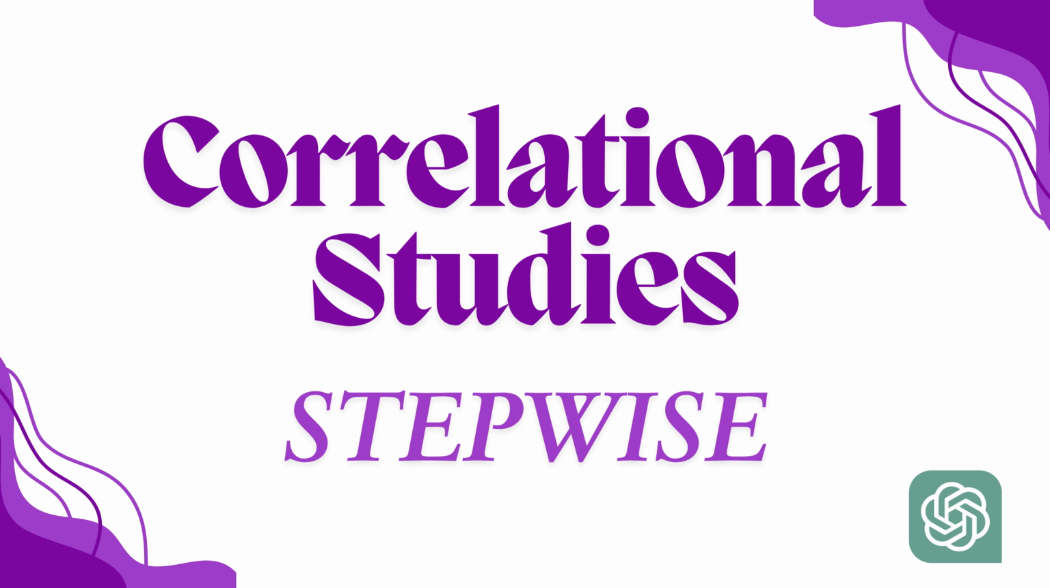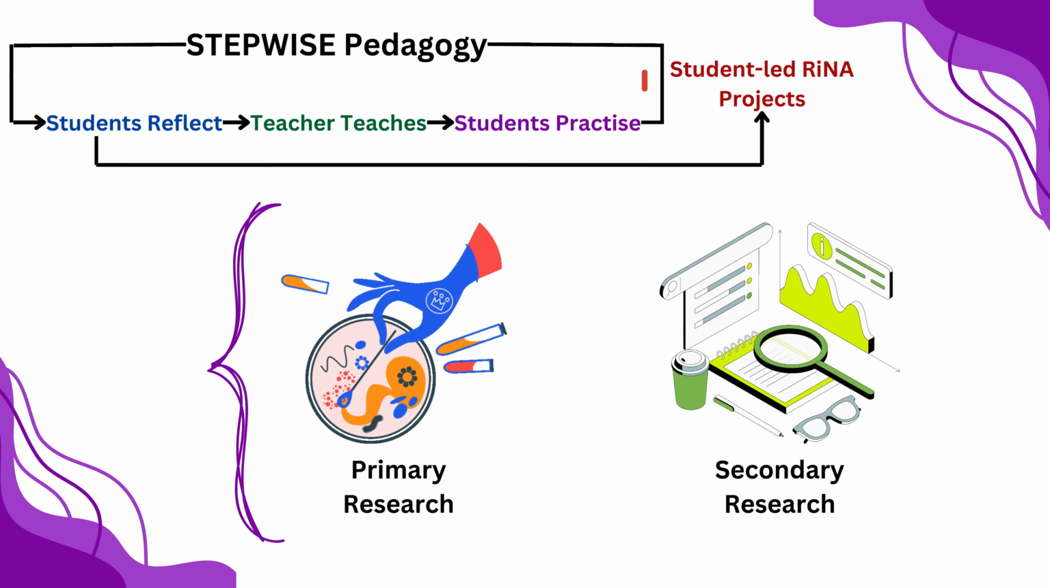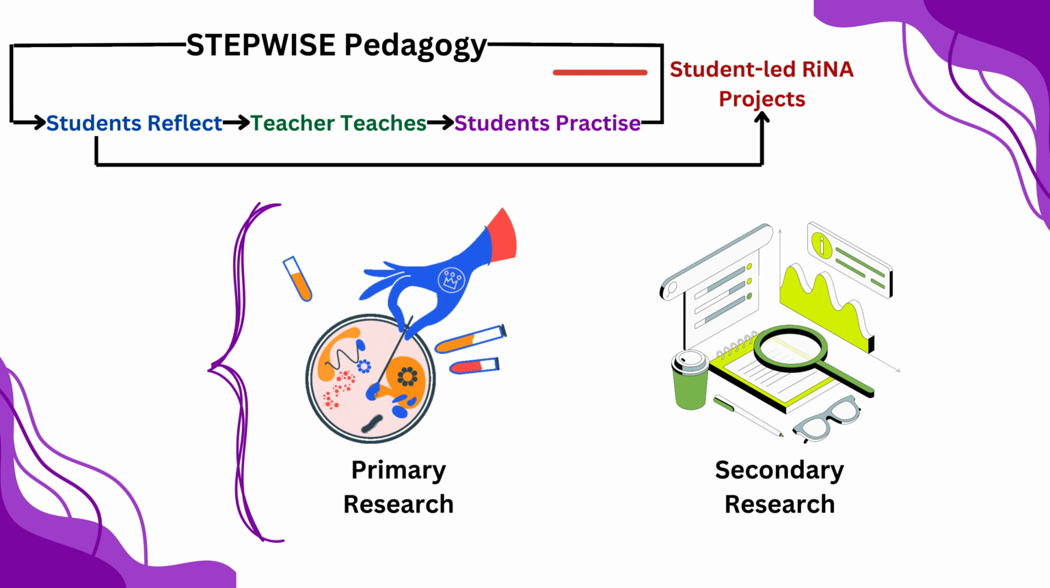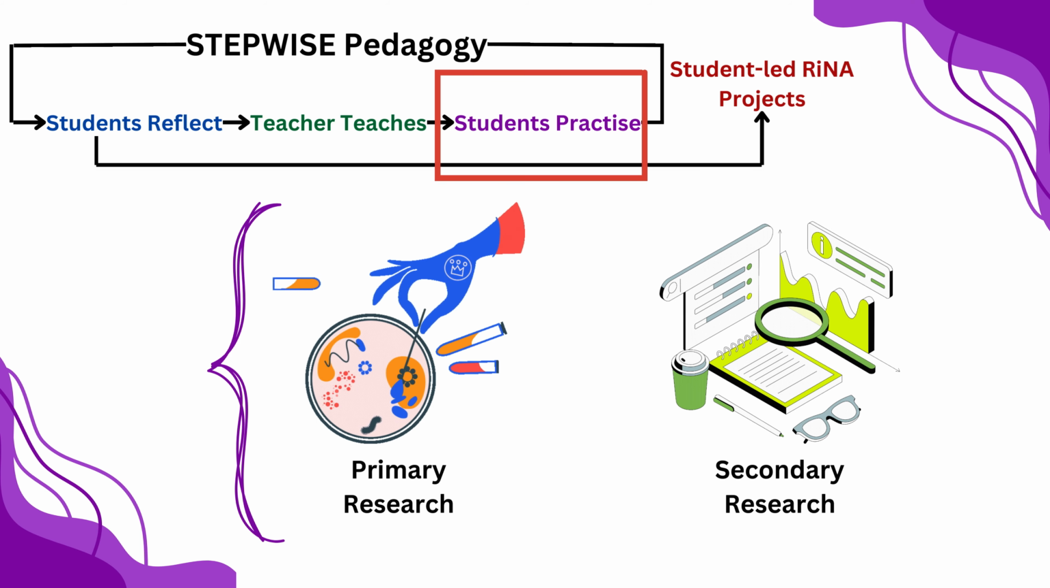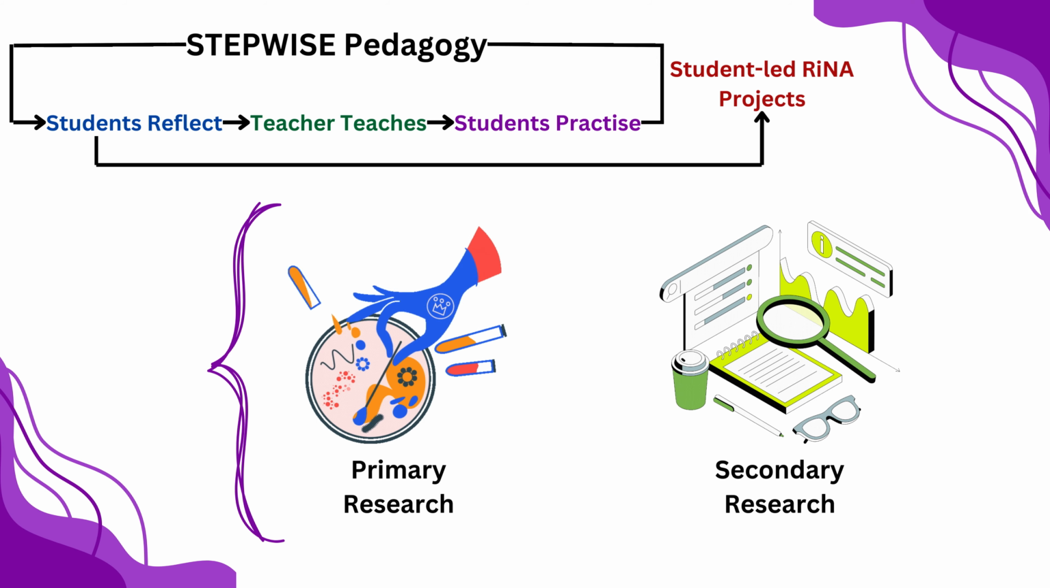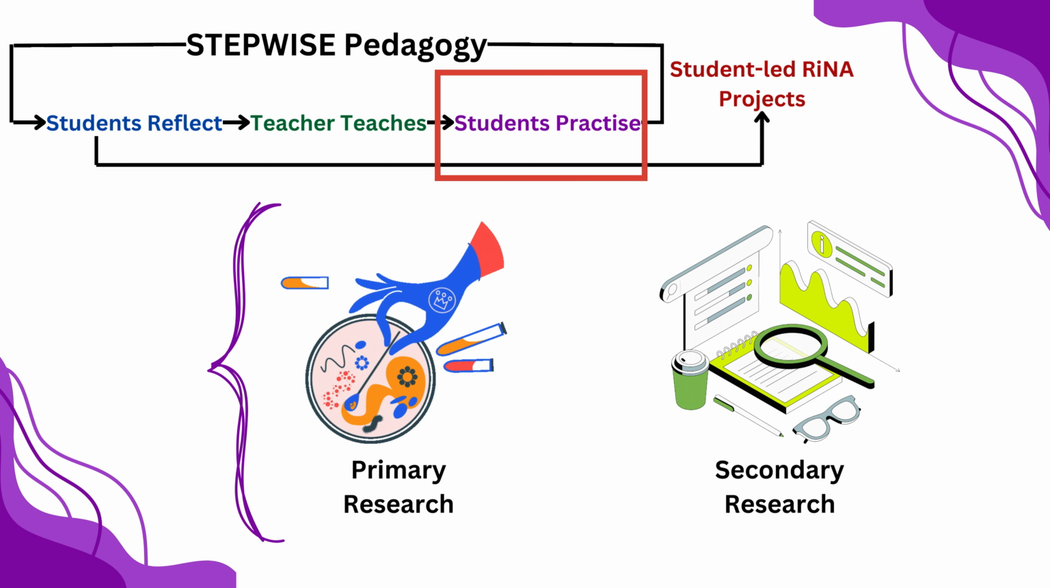In this series, we explore using AI to create materials for stepwise pedagogy. Today, we will design a lesson for the Students Practice segment for Grade 10 Science students. In the Students Practice phase, students complete small-scale RENA projects with their teacher support. In this phase, students choose an SDSC relationship of their choice and conduct primary and secondary research on that topic.